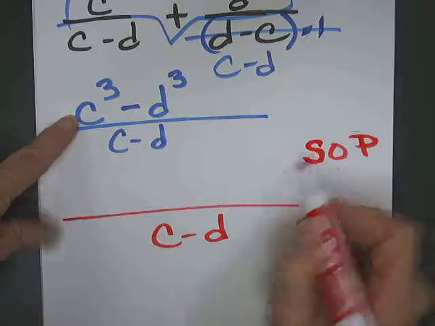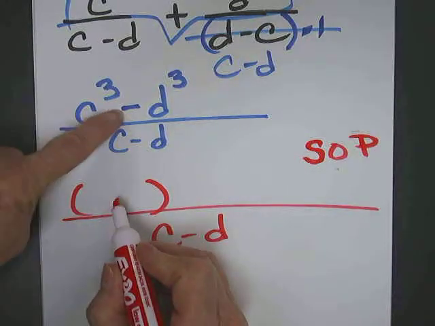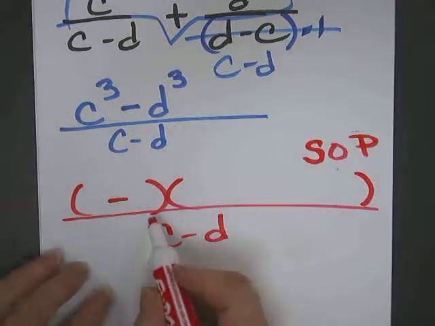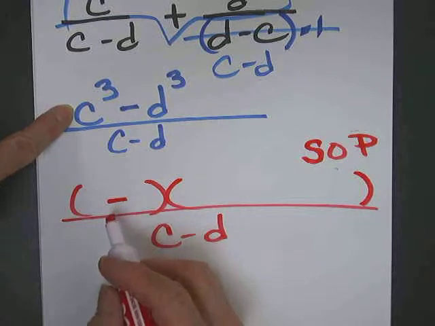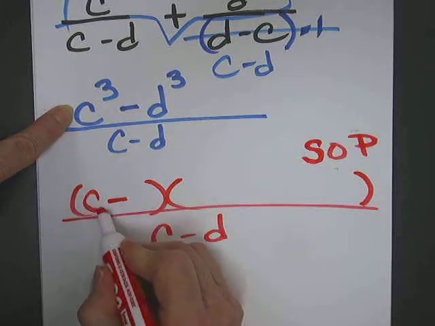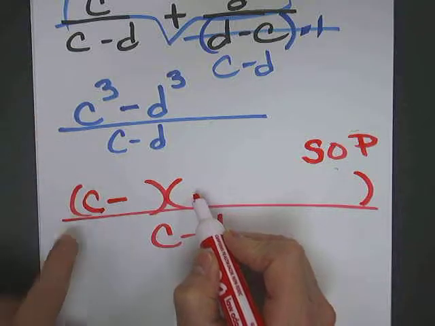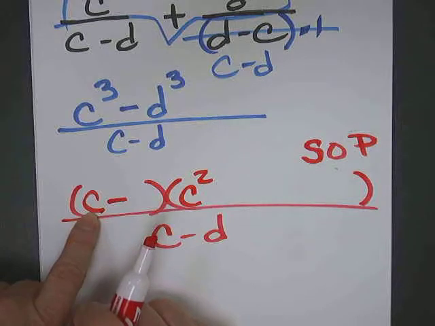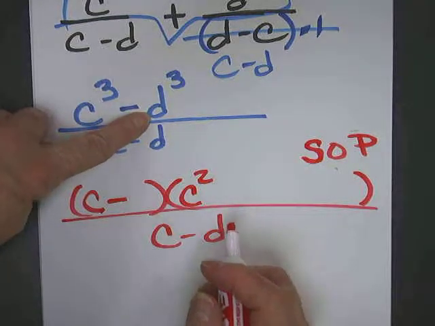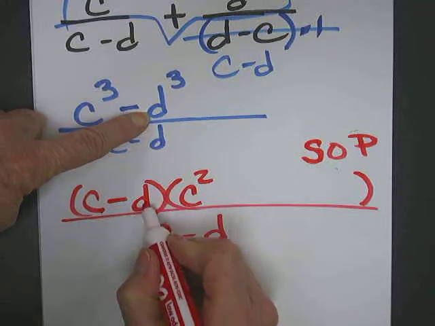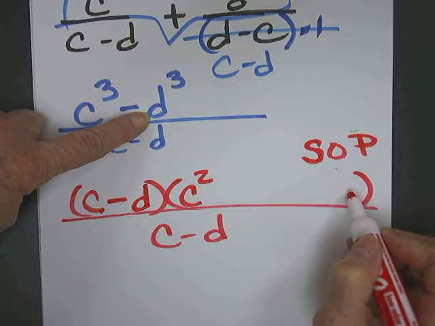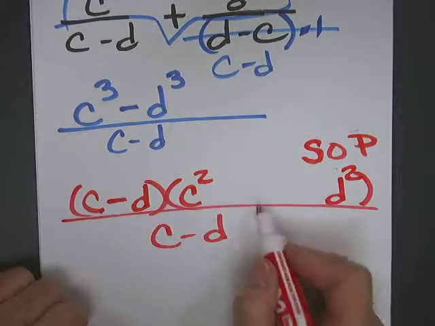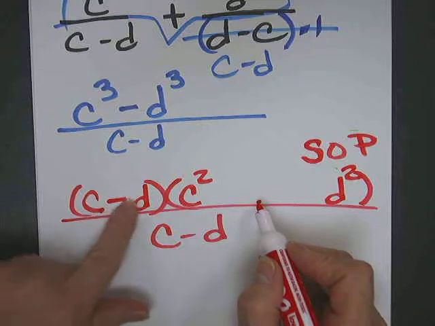Okay, so our common denominator is c minus d. On top we have c cubed minus d cubed. Remember, you can factor that, huh? We have a little thing, SOP, remember? When you're doing cubes, you have that SOP. Well, remember what SOP stands for, right? Same, opposite, positive, right?